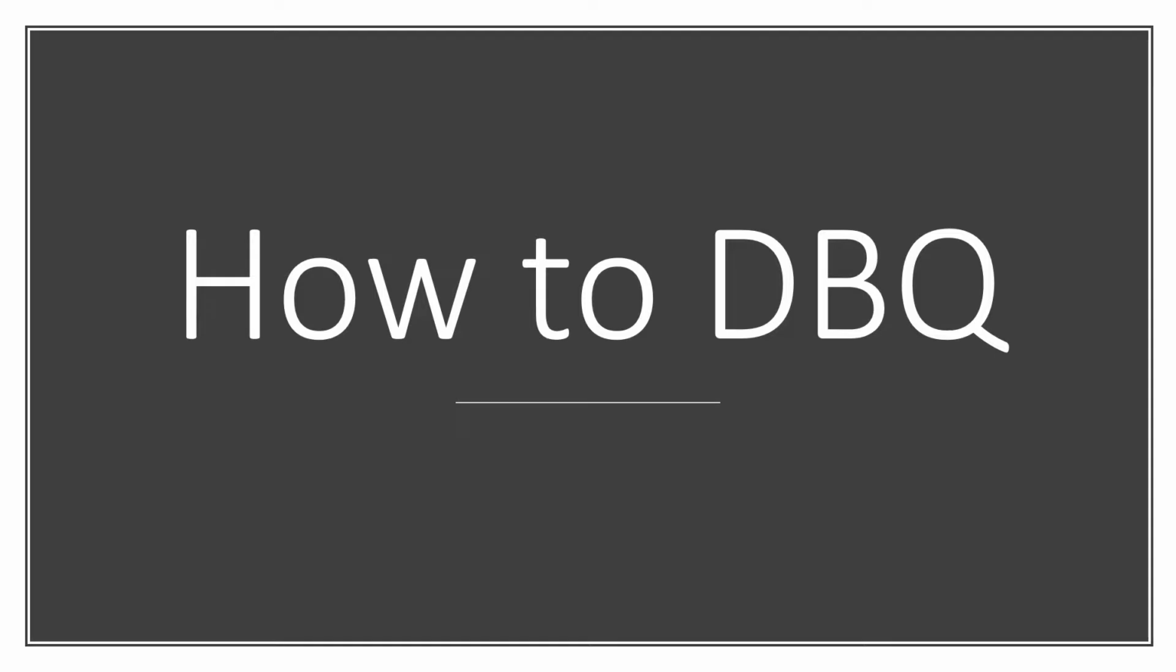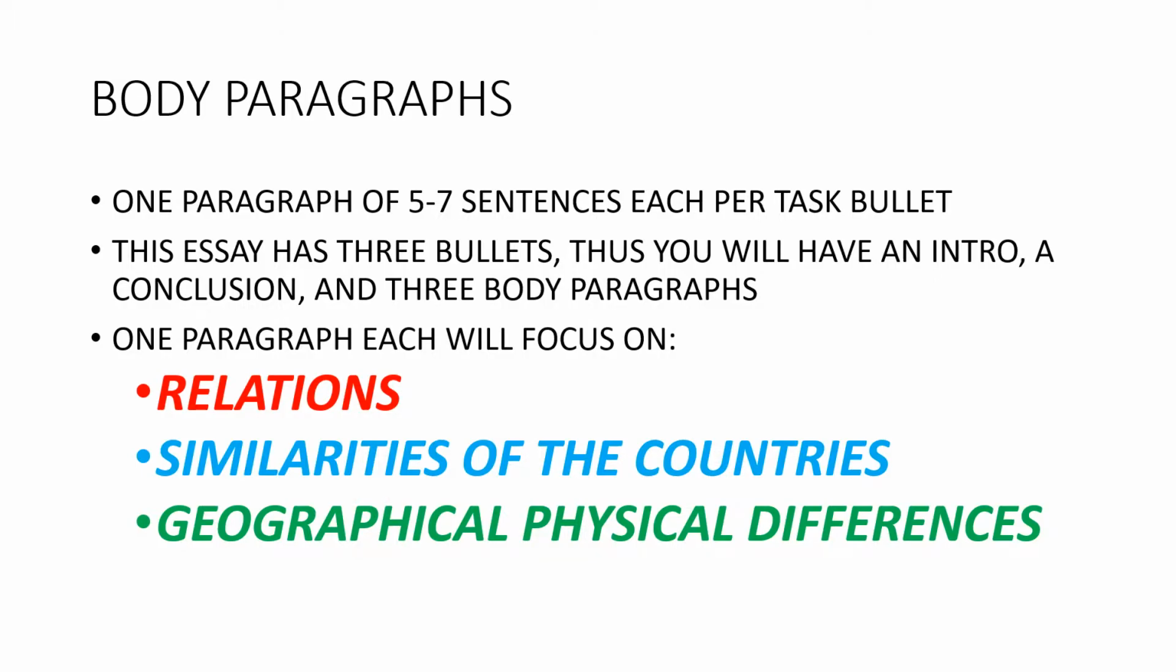Okay, cheetahs, today you're going to learn how to DBQ. Now we're on to the body paragraphs. You're going to have one paragraph of 5 to 7 sentences, each per task bullet. This essay has 3 bullets, so you're going to have an intro, a conclusion, and 3 body paragraphs.